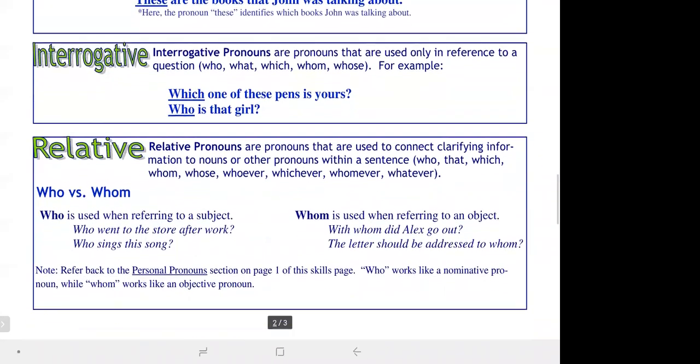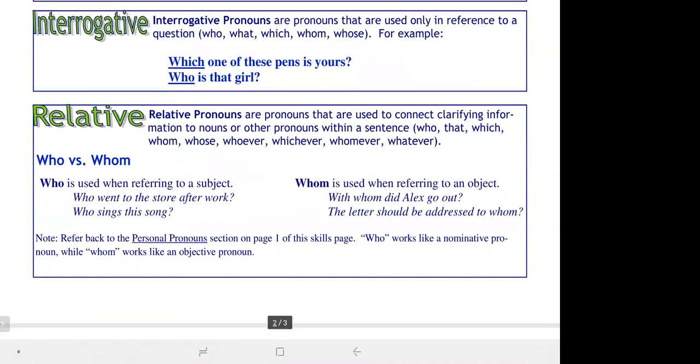The next type of pronoun is interrogative pronoun. When you say interrogative pronouns, as you can understand from the name, interrogation means questioning. Questioning pronouns means pronouns that are used to ask questions.